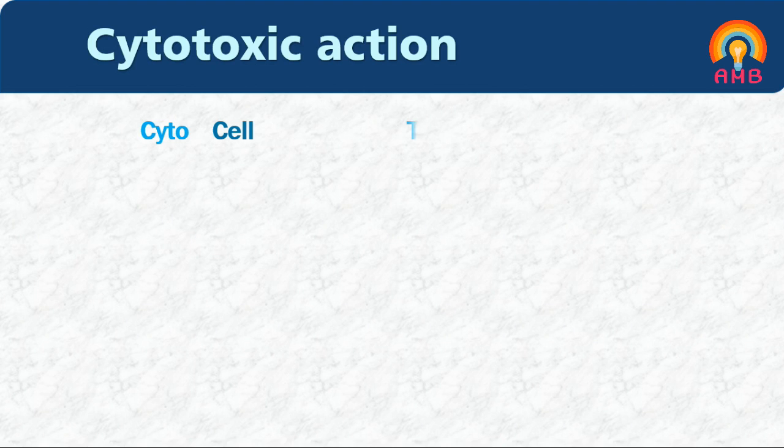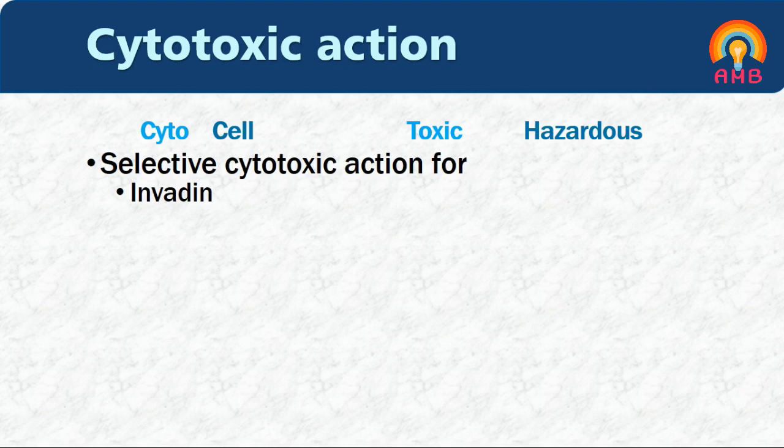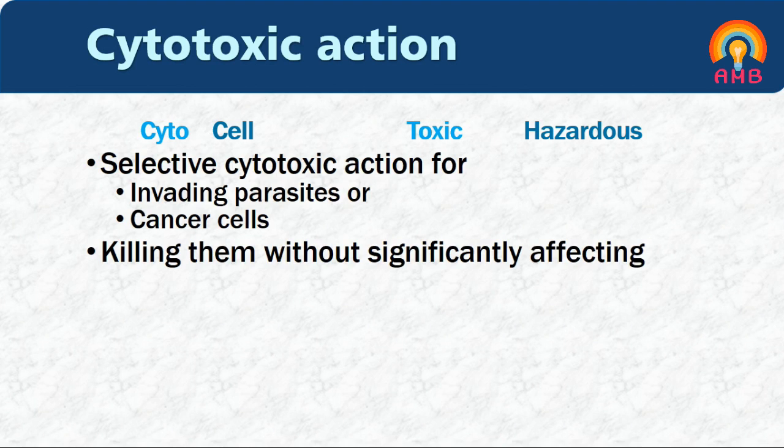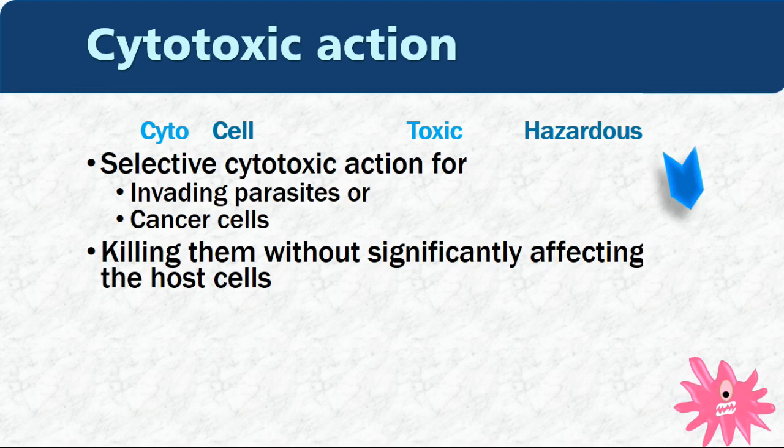Next action is cytotoxic action. Cytotoxic is a word which came from two words, cyto means cell and toxic means hazardous. Thus if the action of a drug is toxic or hazardous to the cell, it is called cytotoxic action. Drugs may have selective cytotoxic action for invading parasites or cancer cells and kill them without significantly affecting the host cells, for cure of infection or neoplasm.